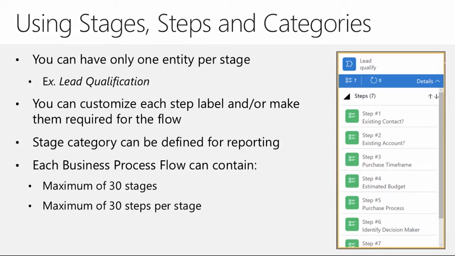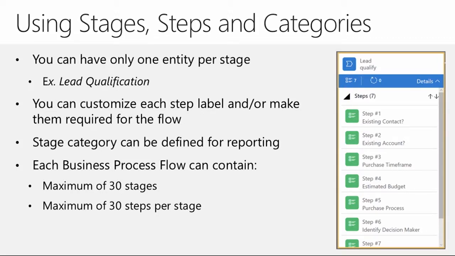So if you look over here on the side, it says step 1 is existing contact, step 2 is existing account, purchase time frame, estimated budget. These are fields that have been added to the Dynamics 365 implementation. The existing contact is just the lookup field on the opportunity to an existing contact record. The existing account is just a lookup to the account entity.